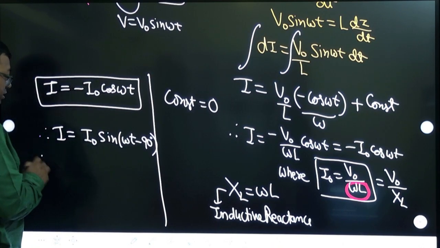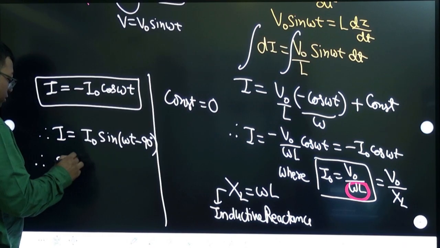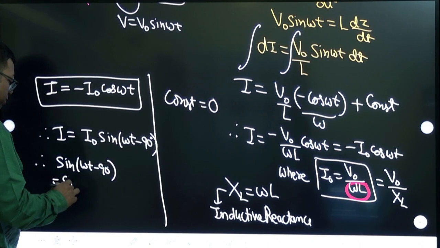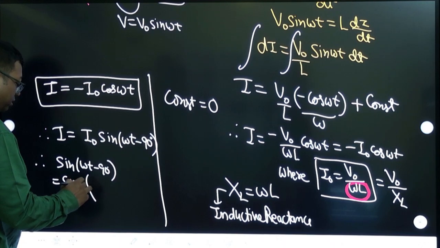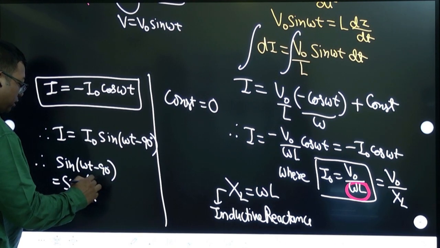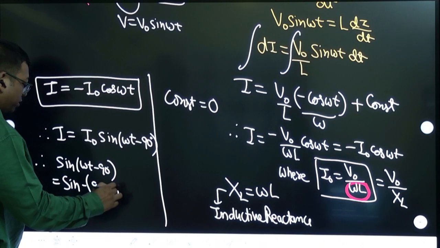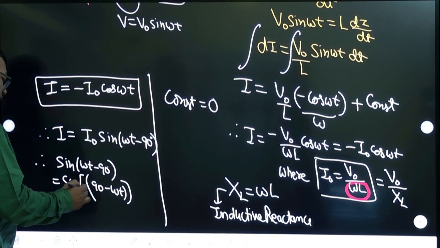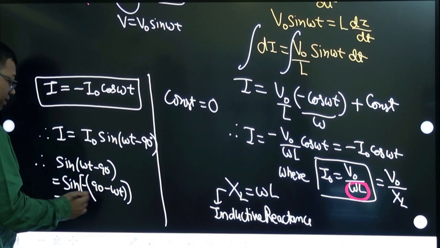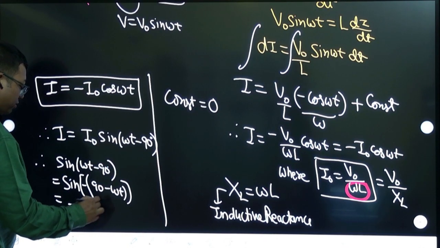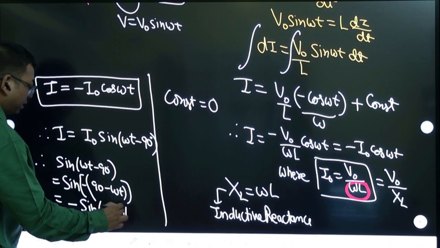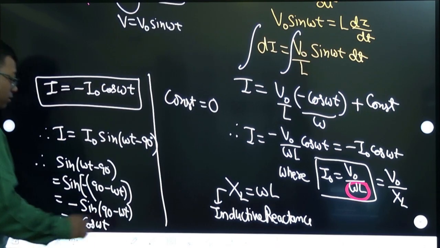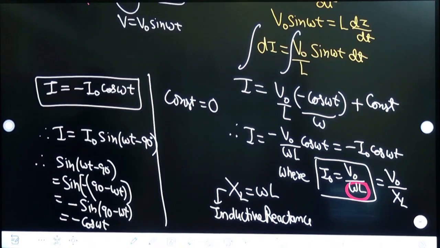Notice why it is taken like this: sin(omega t minus 90 degree) means sin of minus (90 minus omega t). Now this minus we take out, because sin(minus theta) is minus sin theta. So minus comes out to sin(90 minus omega t). That is why this is coming as cos, right? Minus cos omega t.